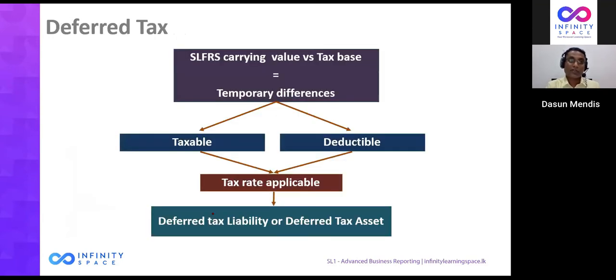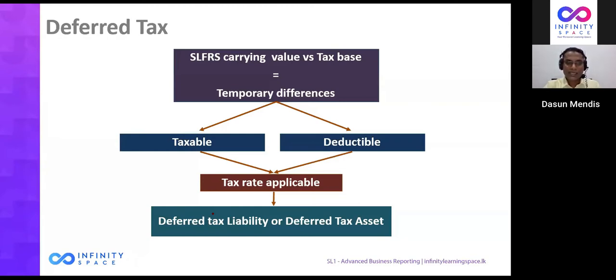So as I mentioned, the question can be tested from the area where the entity has not followed the correct hierarchy of the fair value measurement. Then you need to explain that that is wrong, and this is the correct way of measuring the fair value by using the value hierarchy in SLFRS 13. Right. Then the deferred tax.